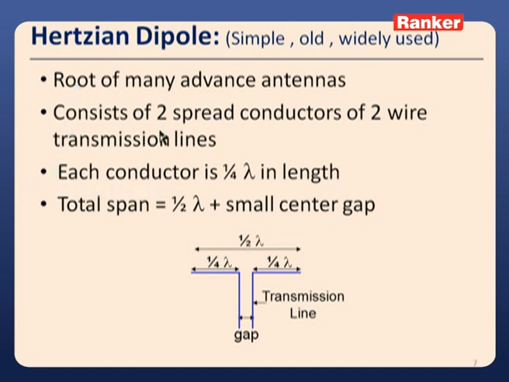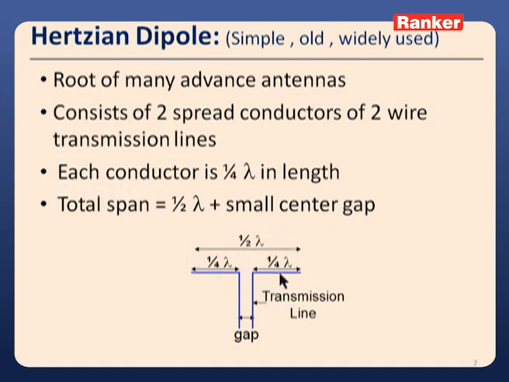It consists of two spread conductors of a two-wire transmission line. Just observe here, this is our entire dipole antenna. For this dipole antenna, two conductors will be there. This is one conductor and this is another conductor. Between these two conductors, using a two-wire transmission line, we will feed the signal. So a little gap will be provided between the two conductors to feed the signal. Whenever the signal is fed, one conductor becomes one pole and the other conductor becomes the other pole. That's why it is called a dipole.